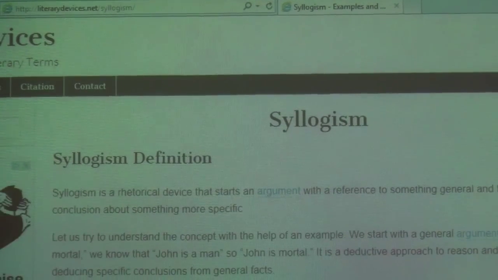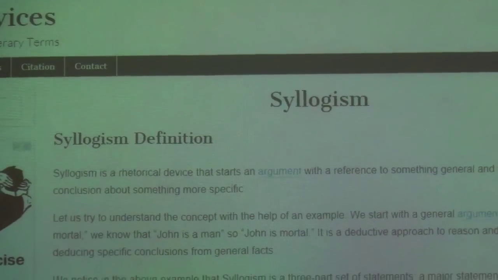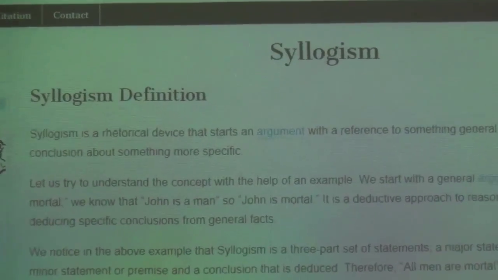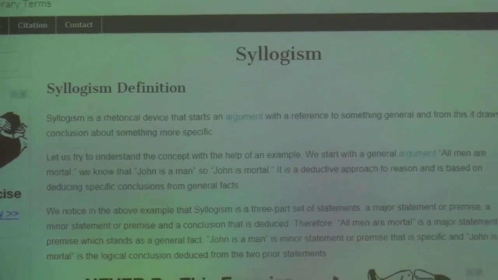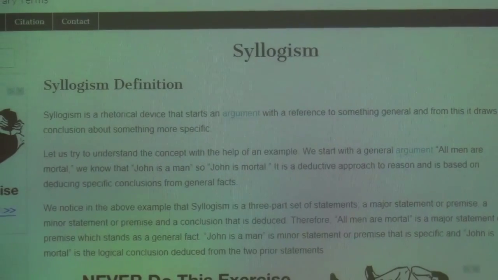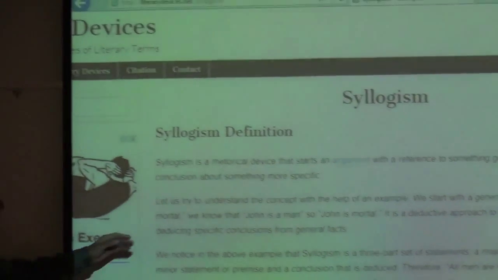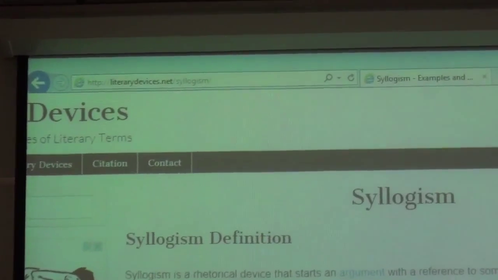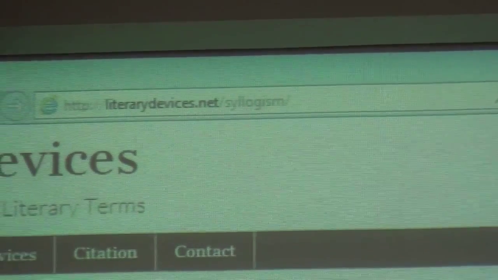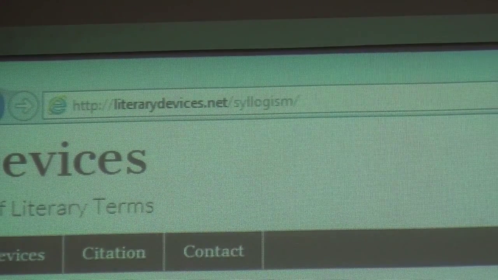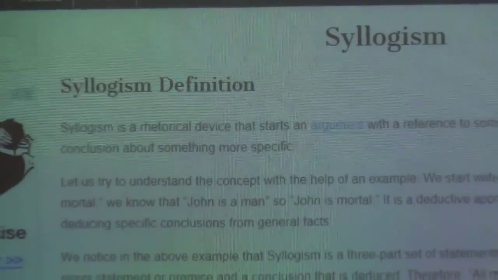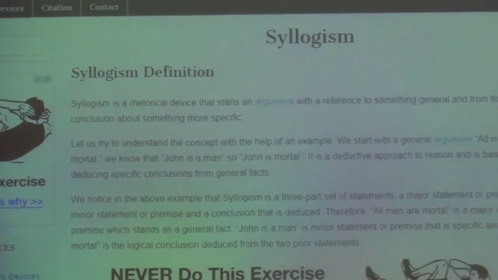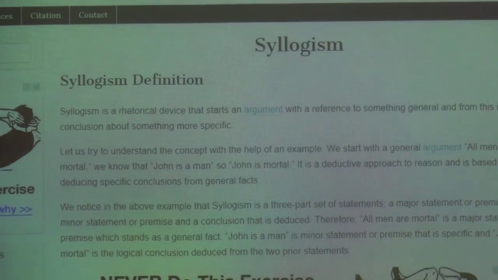You have a general argument, all men are mortal, and we know that John is a man, and therefore John is mortal. Nothing profound about it, but that is the standard format for a syllogism. You start with a premise or an argument, and then you end up with a categorization and a conclusion. And that's classic deduction in logic, is the use of a syllogism.